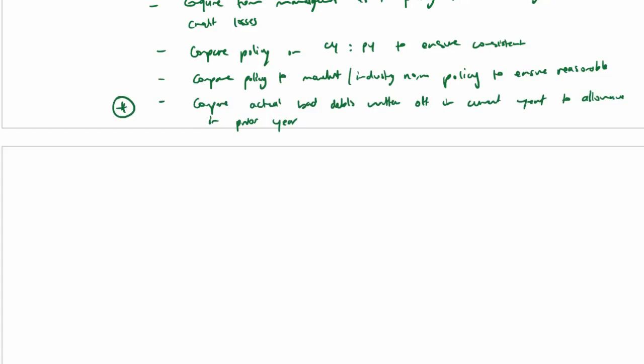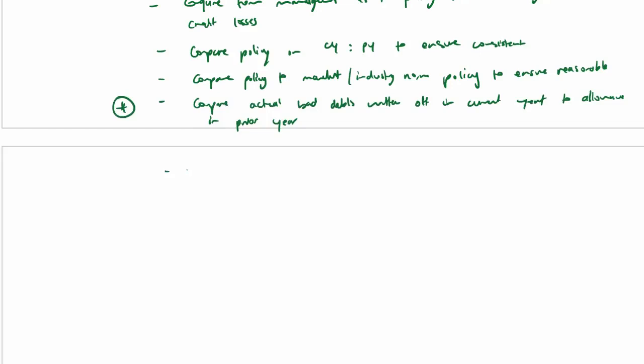So I need to go and test that they have used the simplified approach. And then what categories have they grouped their debtors into in order to use that provision matrix so that it's grouped like debtors with like, and then use that same provision matrix for those like debtors.